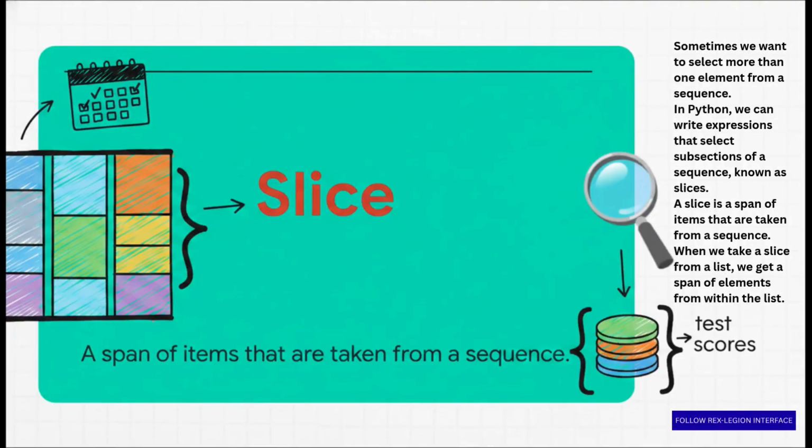Finding just one item is great and all, but what if you need a whole chunk of data? Well, that's exactly where slicing comes in. A slice is simply a span of consecutive items taken directly from a sequence. It's absolutely perfect for those times when you need, say, just the first 5 days of sales data, or maybe just the middle 3 test scores.